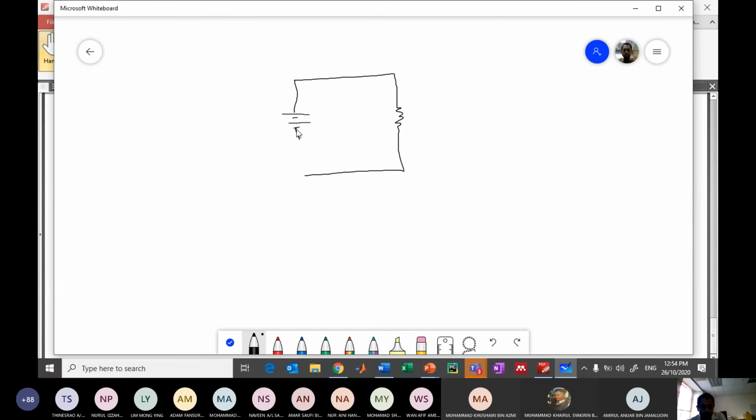Pardon my drawing, my drawing is not that good on this tablet. So if you want to measure the power, we can use either a power meter, it's already embedded in a power meter, or we can use a combination of voltmeter and ammeter.